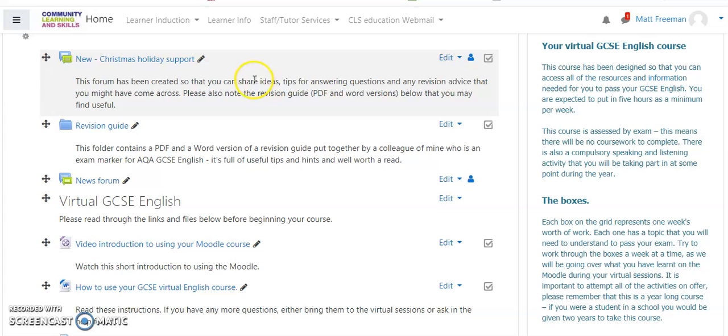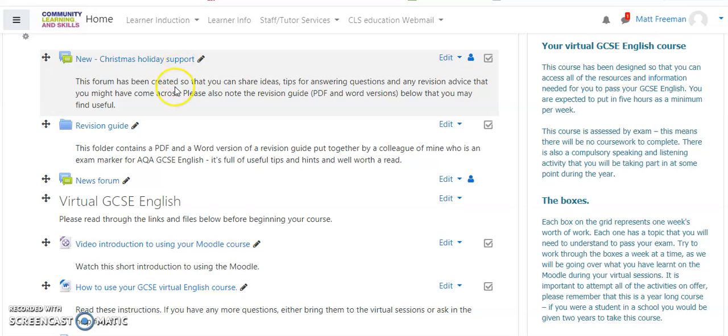So when you log on to your Moodle, you'll notice there's a couple of new things here. Firstly, you've got the revision guide that I sent out last week. I've stuck that up on the Moodle. And secondly, there is a Christmas holiday support forum. That's so you guys can add to this, you can share ideas, tips that you found when answering questions, etc, etc.